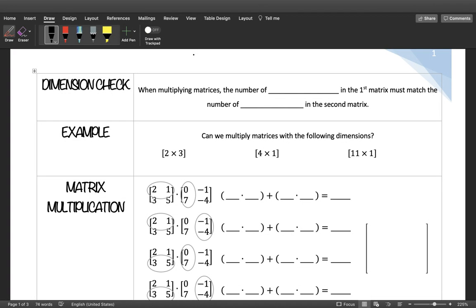First, we're going to talk about the dimension check. When multiplying matrices, the number of columns in the first matrix must match the number of rows in the second matrix. So you have to understand that it's rows by columns.